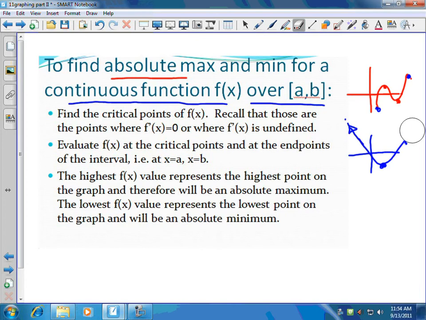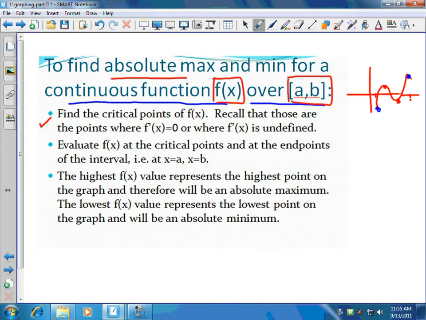So typically when we ask you to find absolute max or min, we're going to give you a continuous function, and we're going to give you an interval from a to b. So let's say this is a to b. And then we're going to say find the absolute max and min in that interval. Here's how we do it. First, you will still need to locate the critical points. So set f prime equal to 0 or find where f prime is undefined.